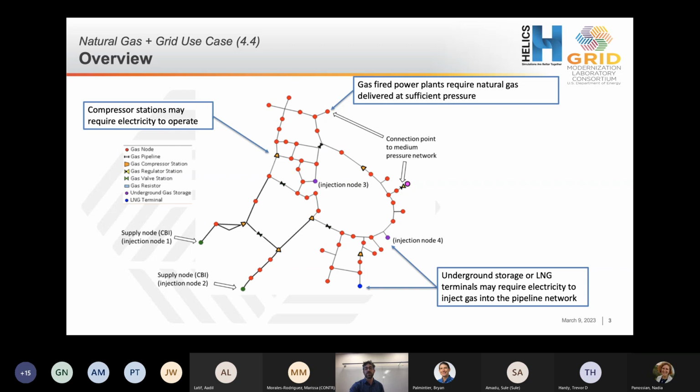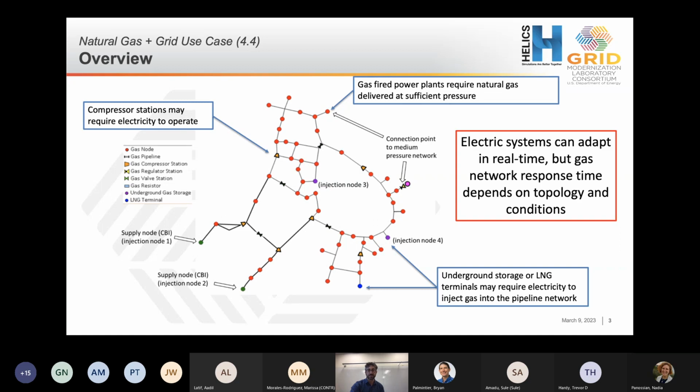There are also other coupling points, like compressor stations, which can run on gas, but they can also run on electricity, and so that's a kind of bidirectional coupling where the two systems are linked. Another example of that is underground storage terminals, which may require electricity to operate. And so you've got, again, this feedback cycle where maybe you would like more gas to operate your electric power plants, but if you don't have electricity to get the gas out of the storages, that can be a problem.